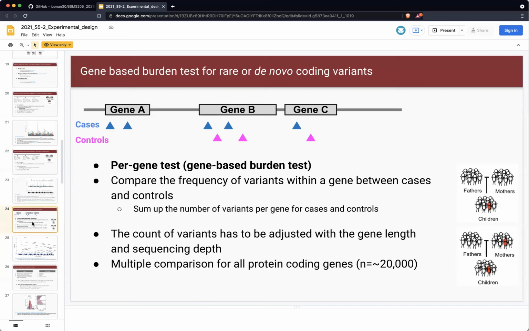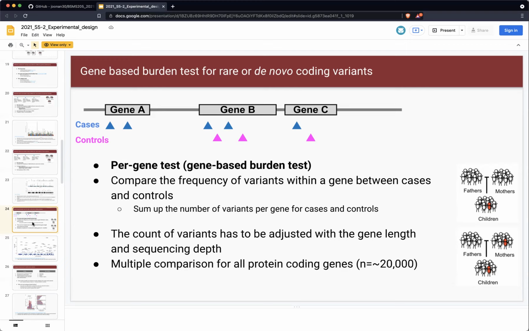Okay, and another type of testing methodology is the burden test. As I mentioned, this tests the number of variants in the cases and controls, and you collapse the numbers within the same gene, right? So in this case, your testing unit is not the SNP, it's not the locus. It is by gene, right?